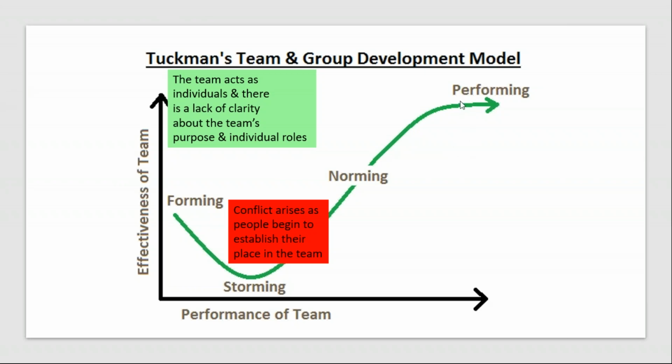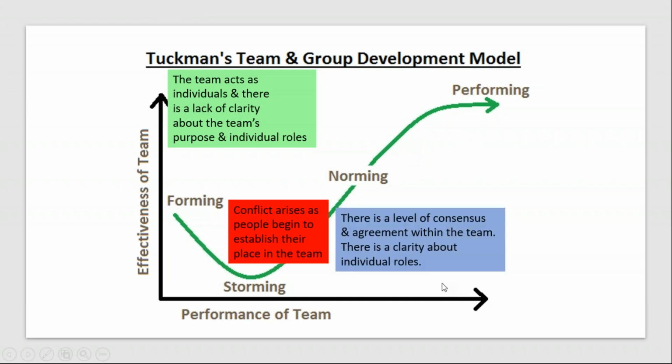Thanks, Chelsea, for your feedback. When you get to the norming stage, norming means sort of middle of the road, average, if you like. There's a level of consensus and a level of agreement in the team about what needs to be done. So there is some clarity around individual roles, and some clarity around the team's purpose, but the team's not performing at a high level. It is performing, but not to where you would like it to be.